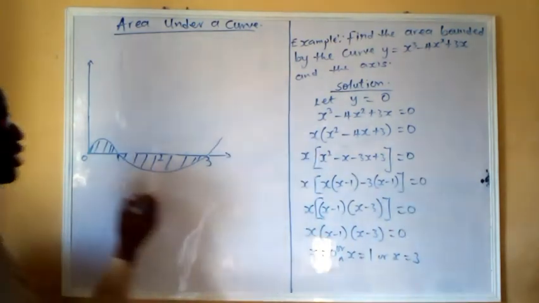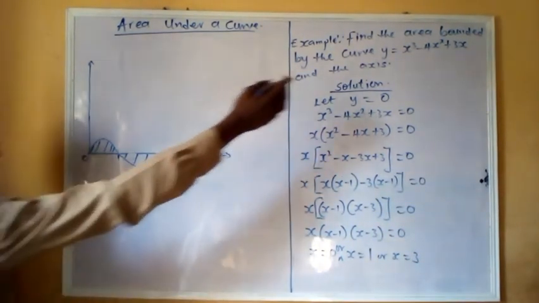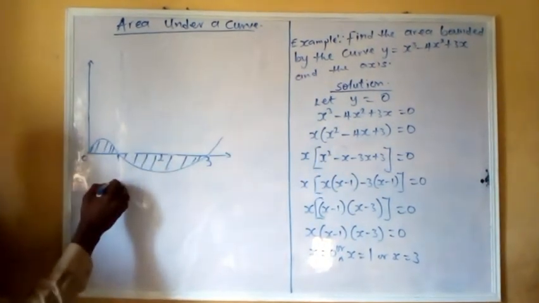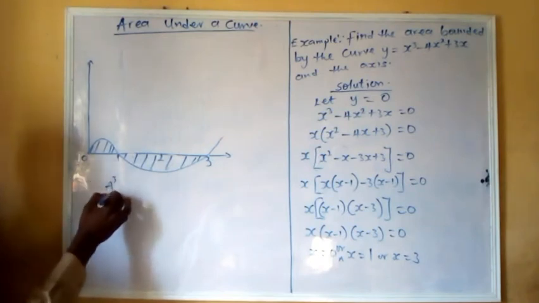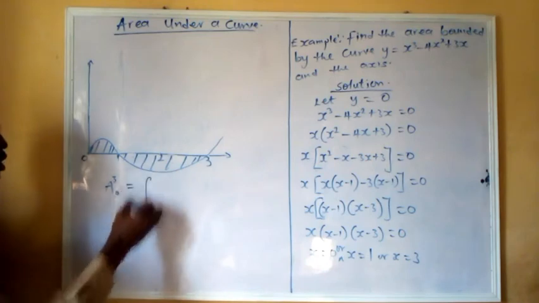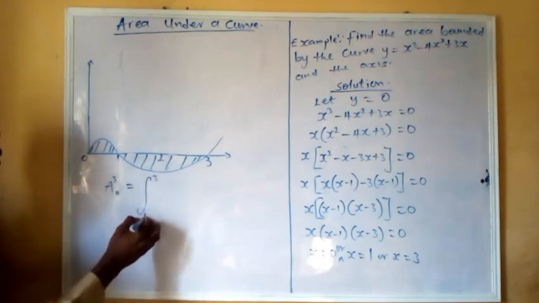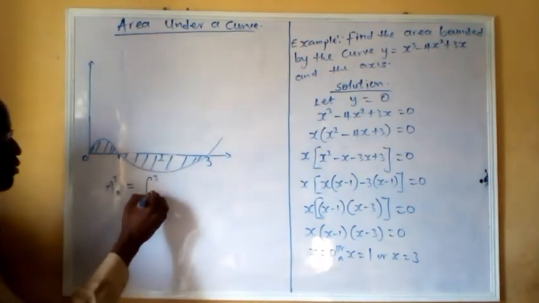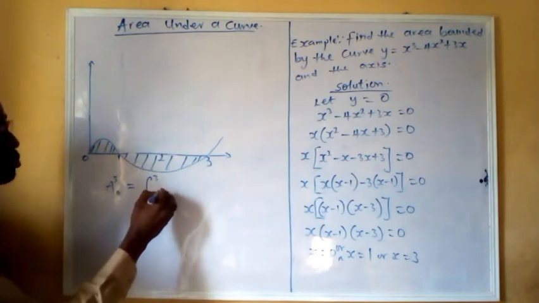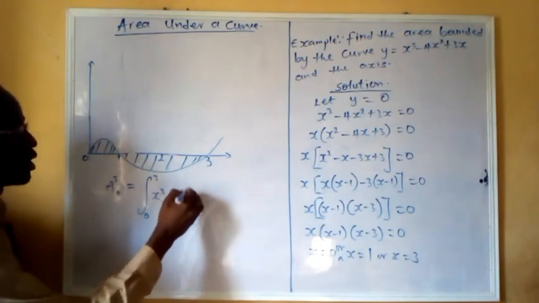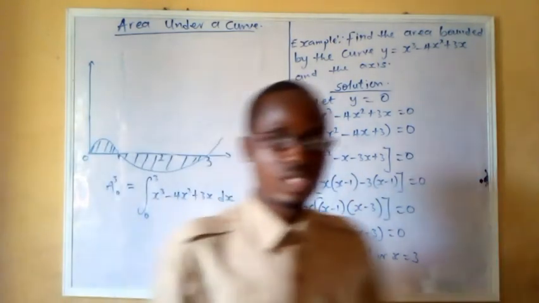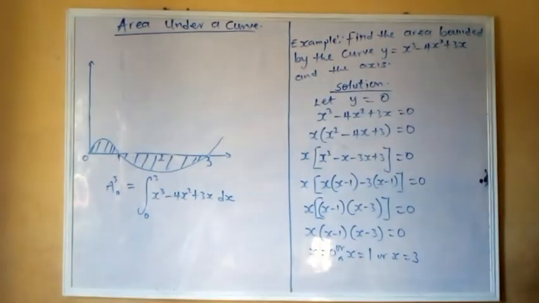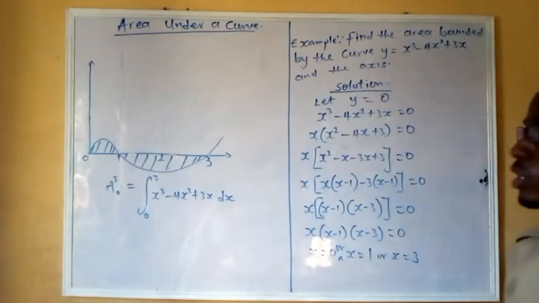So then the integral is going to be the area from 3 to 0, which equals the integral from 3 to 0 of that particular function, that is x cubed minus 4x squared plus 3x dx. Then we evaluate the limits, then we get our answer, which is the area under the curve. So let's go.